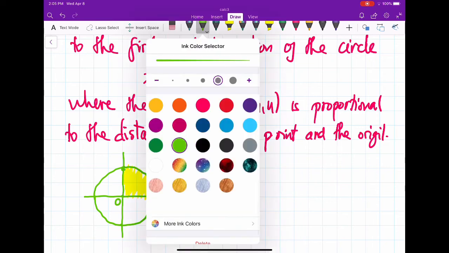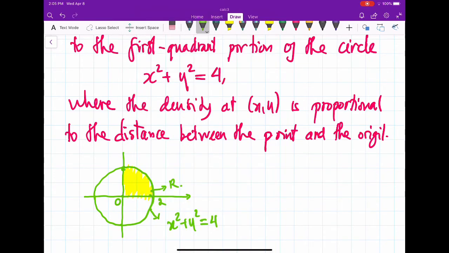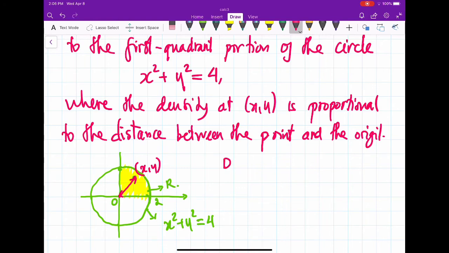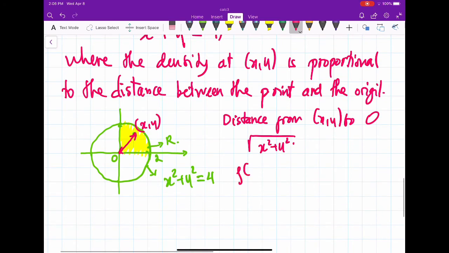Let's say the density function is proportional to the distance between the point and the origin. So if you have a point right here, x, y, you need to find the distance from that point to the origin, right? And then the density is just a scalar multiple. Make sense? So I can write the distance from x, y to the origin, let's say to 0, is square root of x squared plus y squared. We know that. So the density function is just k square root of x squared plus y squared, where k is some constant.